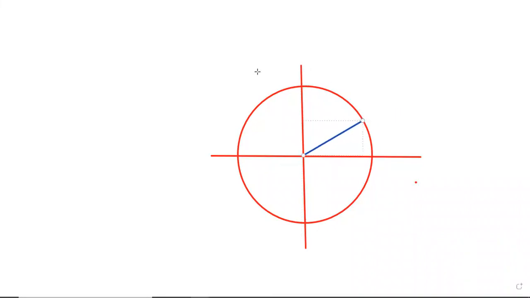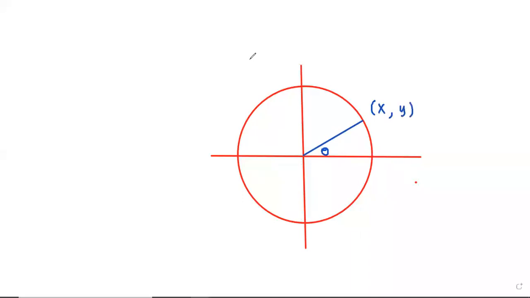This is the unit circle again. This is the x-axis, and this is the y-axis. I'm going to construct an angle of size theta again. This angle is theta, and this point is defined as x and y.